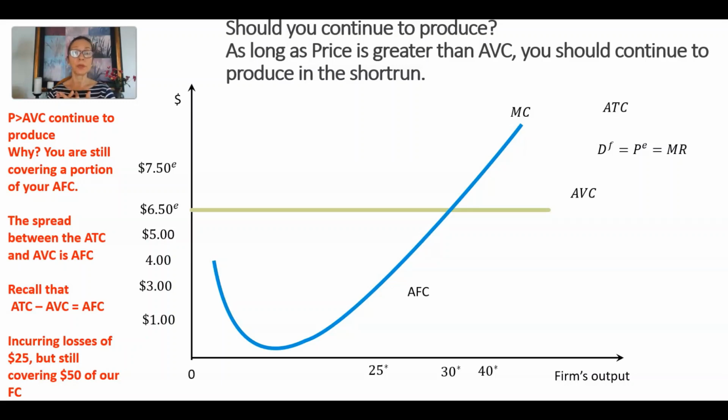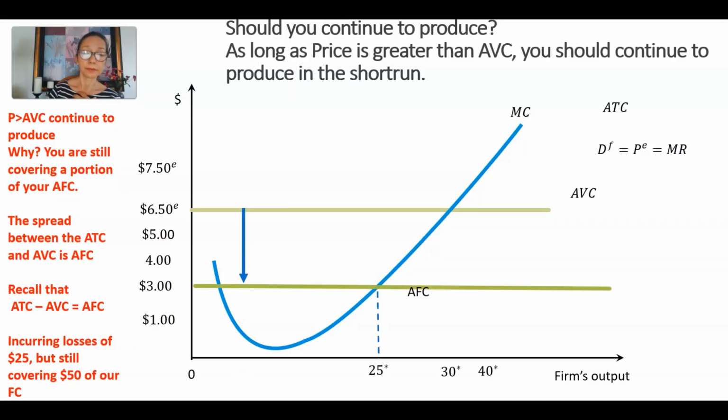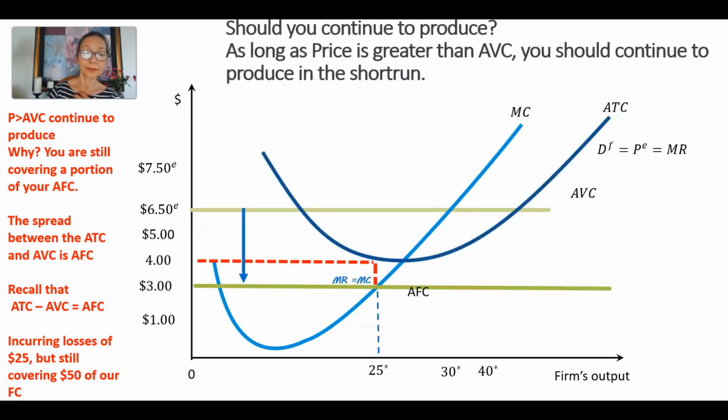So then the question is, well, if you're operating at a loss, should you continue to produce? And here's a general rule. As long as the price is greater than the average variable cost, you should continue to produce in the short run. So this is our previous slide. And now we are going to introduce the average variable cost curve. And recall that this is our labor and our variable inputs.